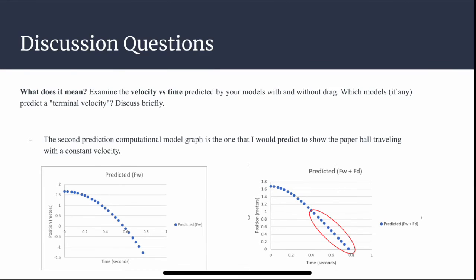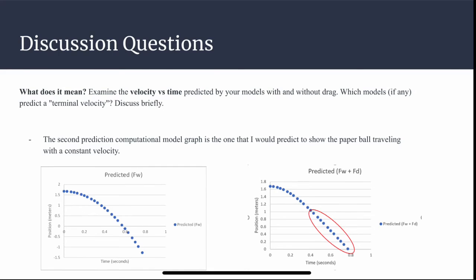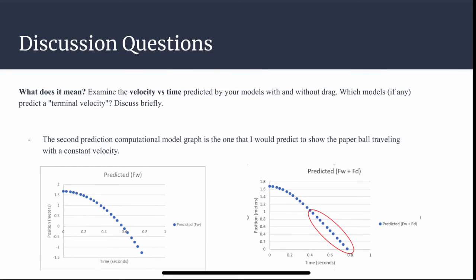To understand terminal velocity, we must understand that the motion of a falling object with air resistance, drag, as well as the force of gravity acting on the system, has that the acceleration is equal to the difference of these two forces divided by the mass. But when the drag is equal to the weight, the acceleration becomes zero, and therefore you have a constant velocity.